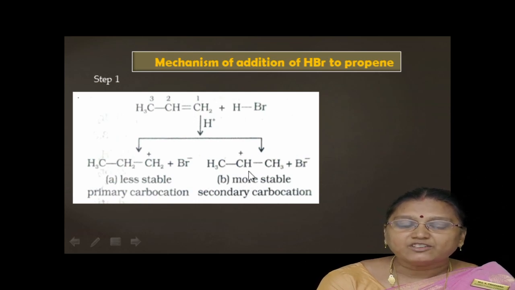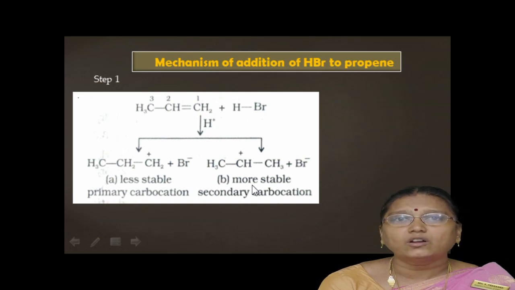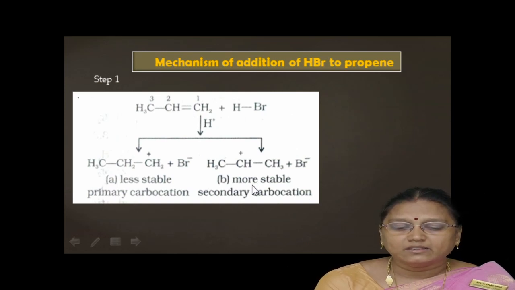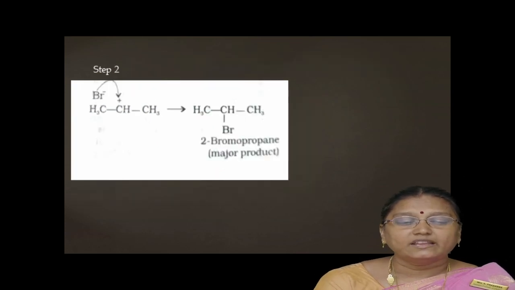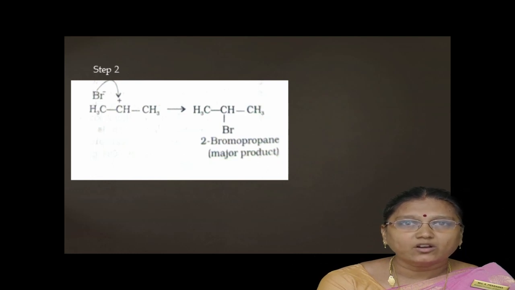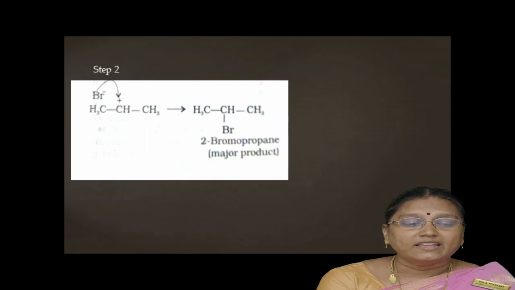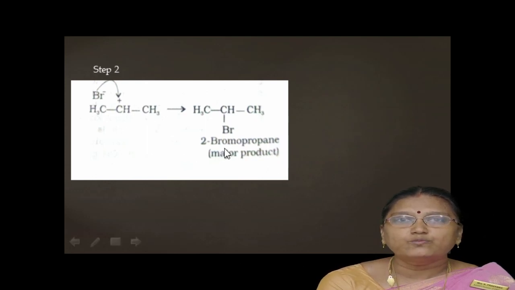The reaction which proceeds through the more stable carbocation leads to the major product. In the second step, to the more stable carbocation, that is the secondary carbocation formed at that site, Br minus attacks, leading to the formation of 2-bromopropane. So that is the major product here.